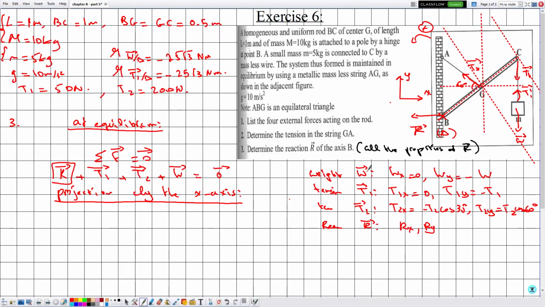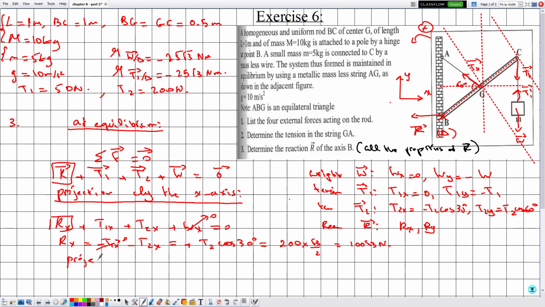Now let's proceed. Projection along the x-axis gives us Rx plus T1x plus T2x plus Wx equal to 0. This is 0. Rx is equal to minus T1x, because we want to determine this, minus T2x. T1x is 0, and minus T2x, with minus, becomes plus T2 cosine 30. T2 is given by 200 cosine 30, radical 3 over 2, so this is equal to 100 radical 3 newtons.